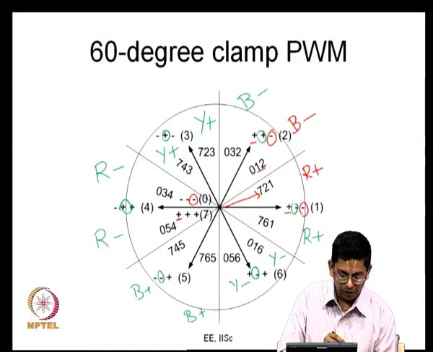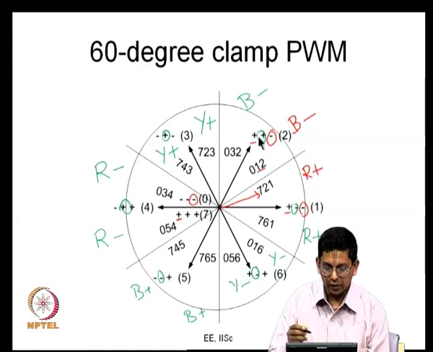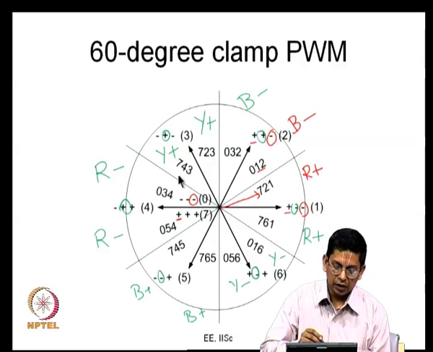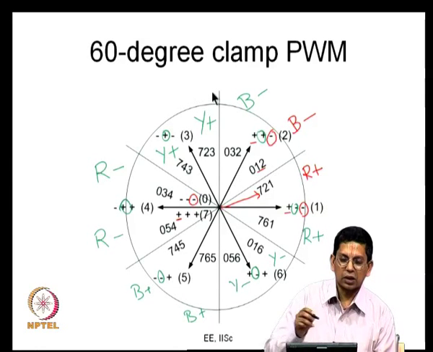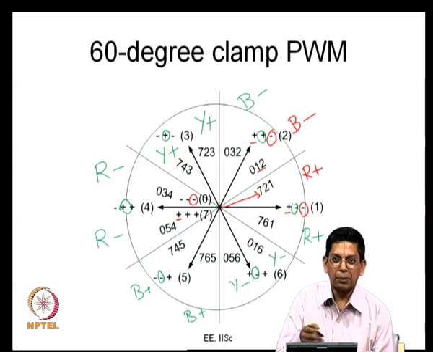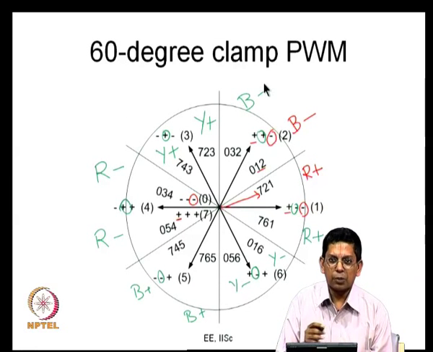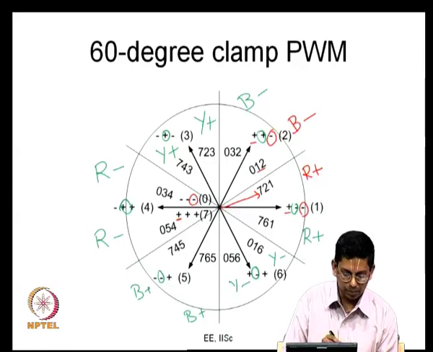You will find that everywhere it is in the middle 60 degree duration of its positive half cycle. If you take Y phase, this is the zero crossing of Y phase and this is the positive peak of Y phase, and this is the middle 60 degree duration in the positive half cycle of Y phase. It is clamped here, and that is the reason for this thing called 60 degree clamp PWM. It is just a name after all; sometimes it is called DPWM 1 in some literature. We call it 60 degree clamp because whenever a phase is clamped during the middle 60 degree duration of a half cycle, in every half cycle, we could call it 60 degree clamp PWM.